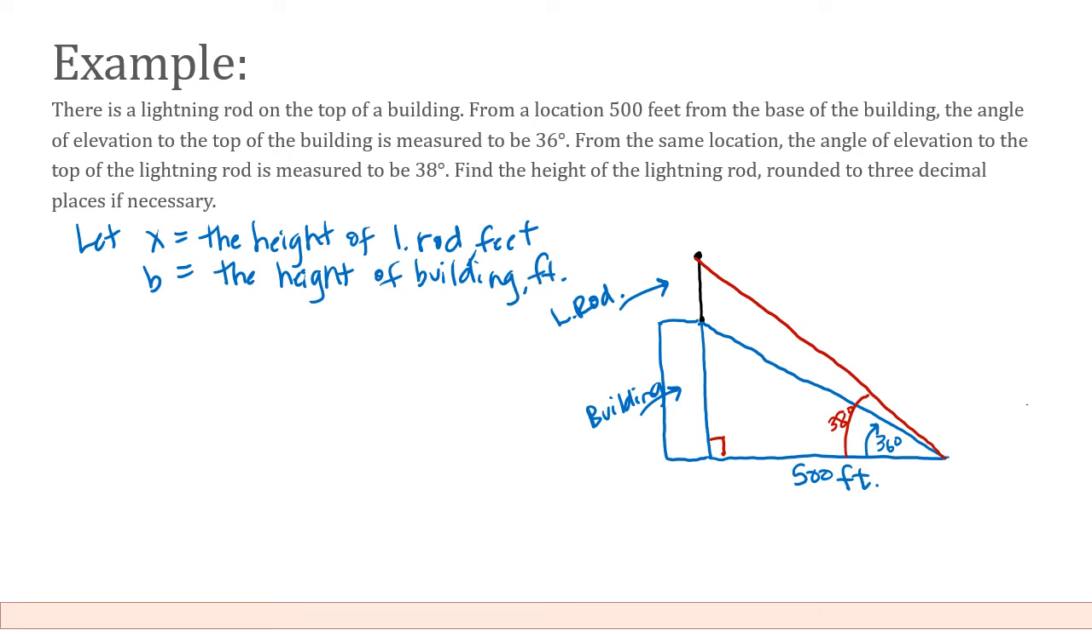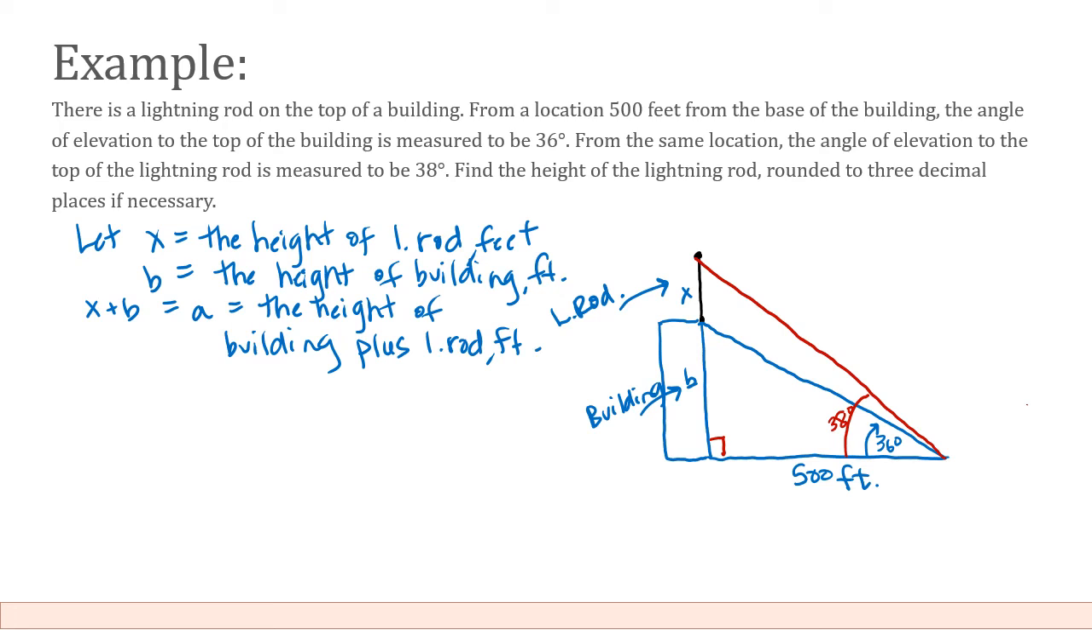So I've got x, I've got b, and now I'm going to need a height for both of those combined. So x plus b, maybe I'll call that a. That is going to be the height of both. So the height of the building plus the lightning rod, and that's in feet.